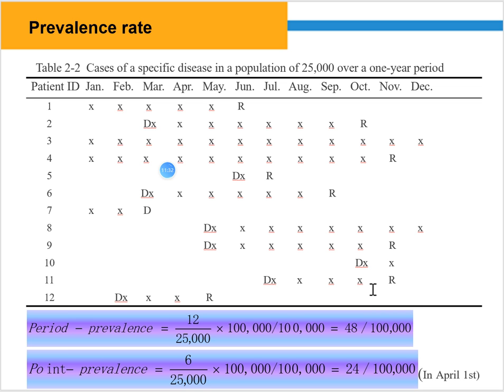So, period prevalence over a 1-year period equals 12 divided by 25,000, and the result is 48 per 10,000. Point prevalence on April 1st equals 6 divided by 25,000, and the result is 24 per 10,000.